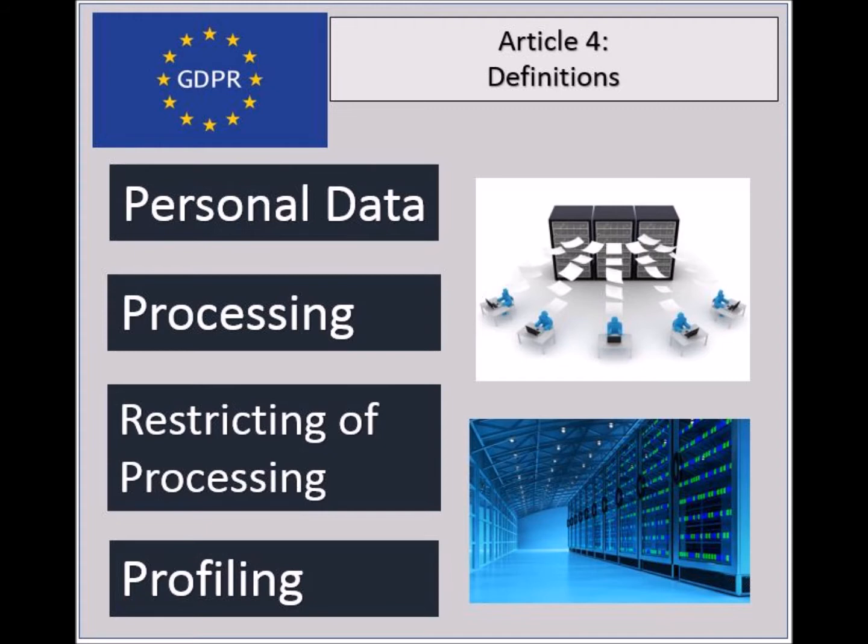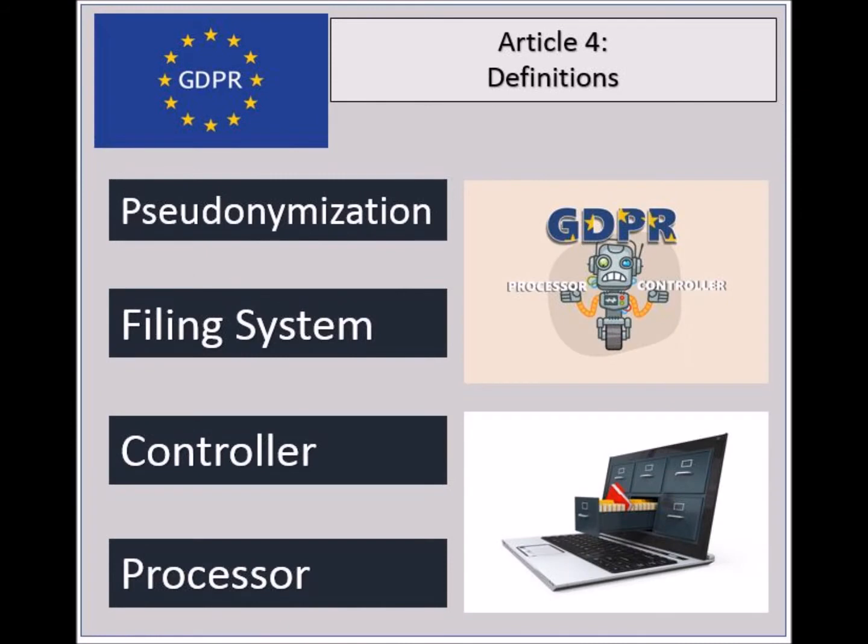Processing is the set of operations performed on personal data, such as collection, recording, storing, destruction, and related activities. Restriction of processing is marking data to limit its processing. Profiling is the using of personal data to analyze and predict a person's situation or preferences. Pseudonymization is the processing of personal data, without being able to attribute the data to a specific natural person. Filing system is a structured personal data set that could be parsed based on specific criteria.